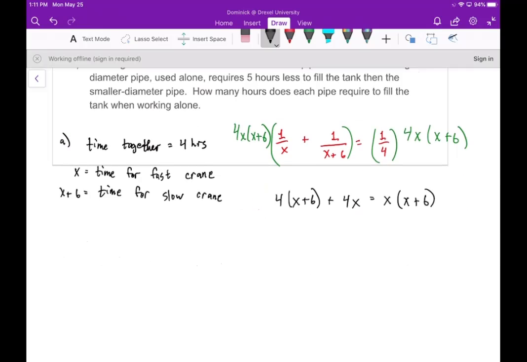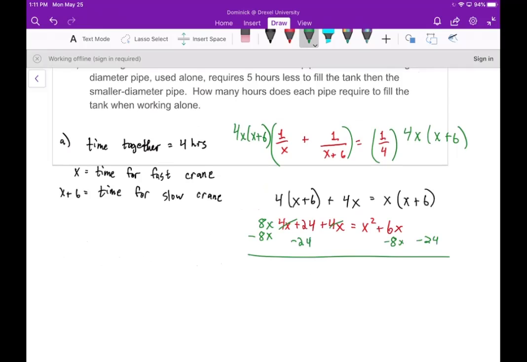So now if we distribute this and simplify, we're going to get 4X plus 24 plus 4X is equal to X squared plus 6X. Well, now since we see that we have a quadratic, let's move everything to one side. First of all, these two 4X's would give me 8X. And then if I subtract this over and subtract the 24 over, we're going to get 0 is equal to X squared minus 2X minus 24.